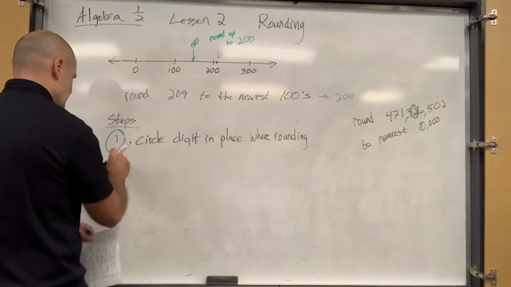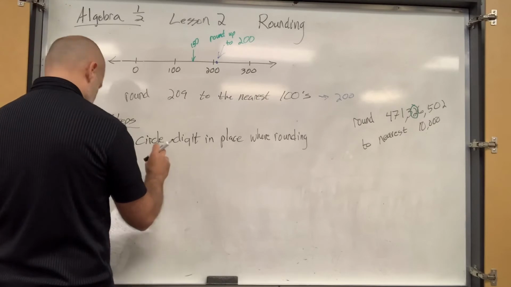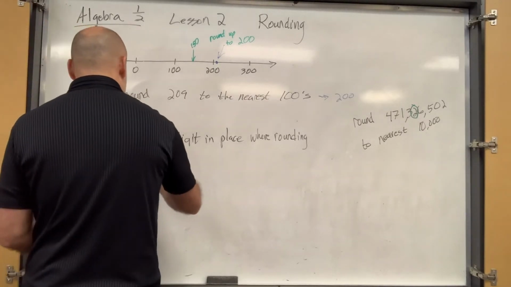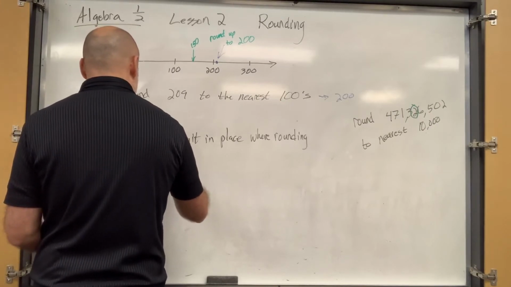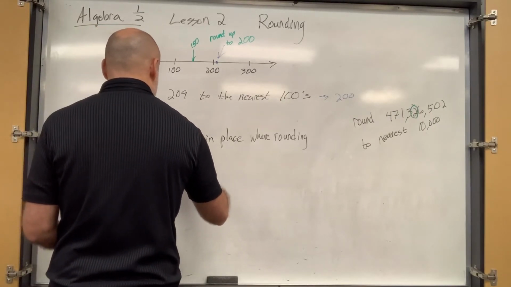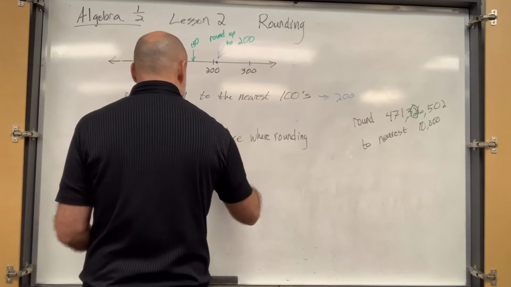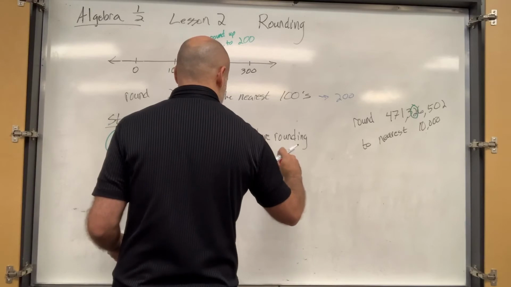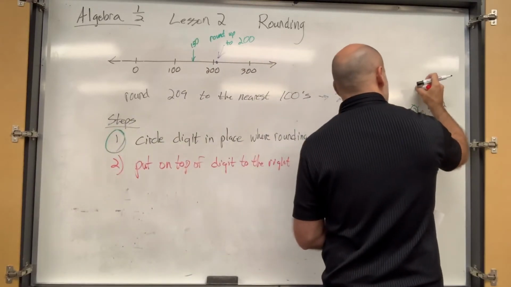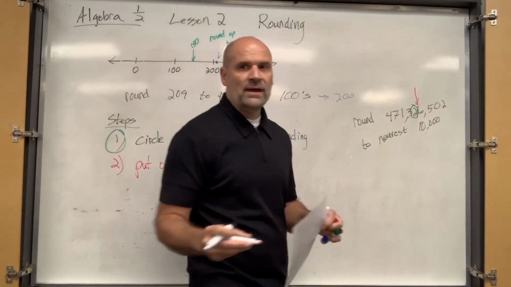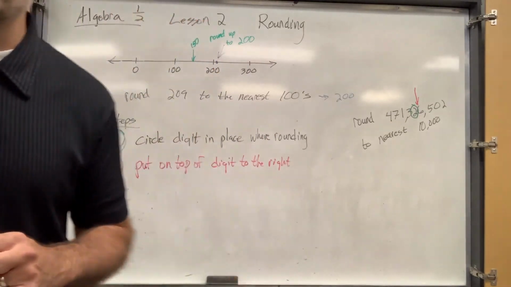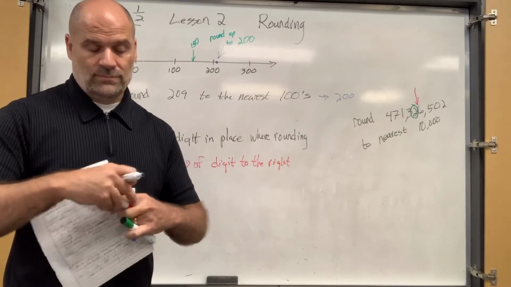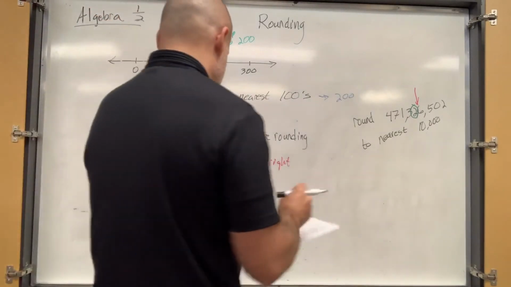Step 2. Put an arrow on top of the digit to the right. Okay, so I'm going to put an arrow above the 6. Okay, so now I have a circle digit and an arrow digit. So far, so good? Okay, now you have to ask the questions.